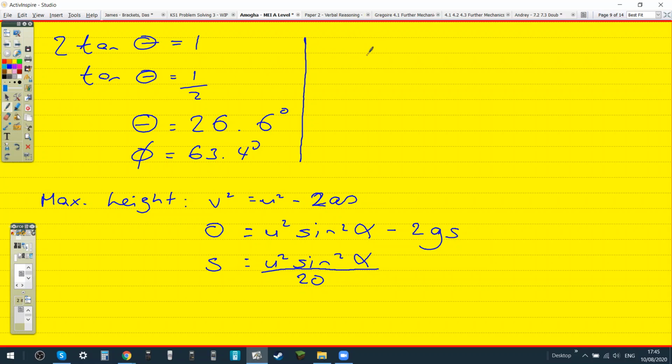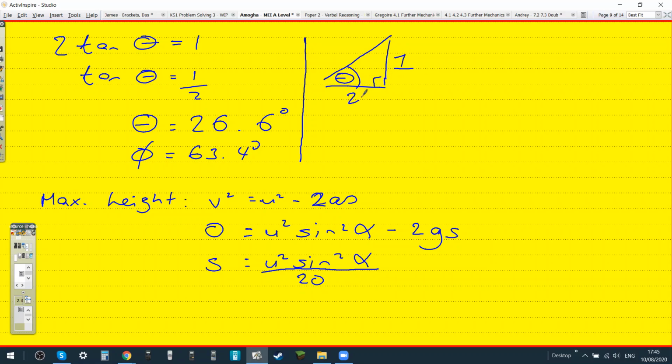So am I right in saying it would be 1 and then 1 over something? Opposite over adjacent is tan. So it'd be 1 over root 5. And so sine theta is 1 over root 5. And then if you square that, you just get 1 over 5. So sine squared theta is 1 over 5.